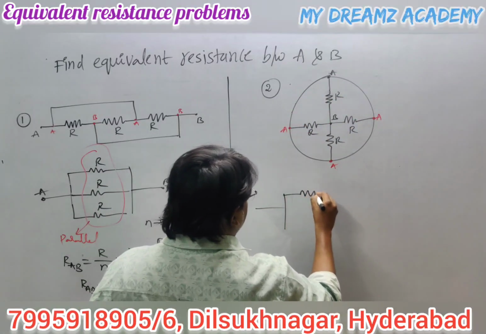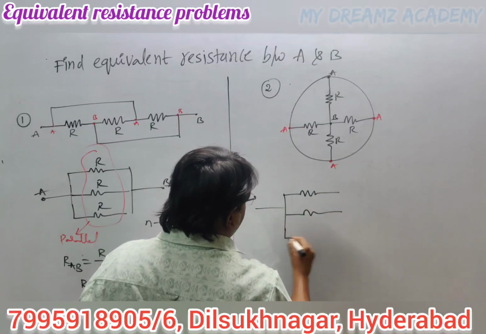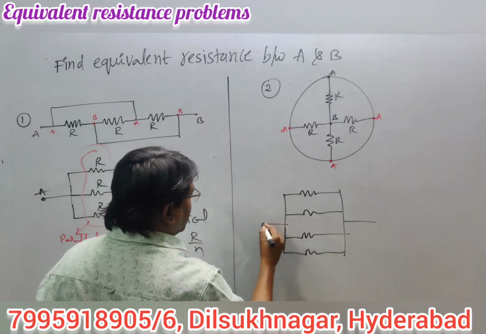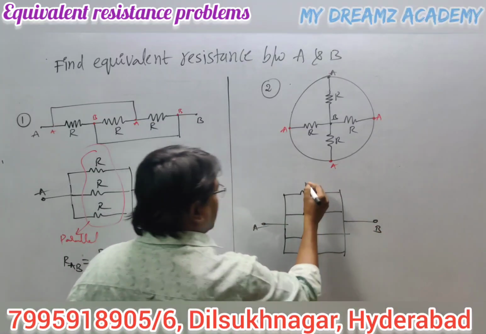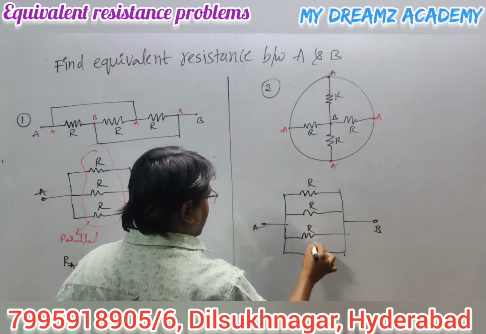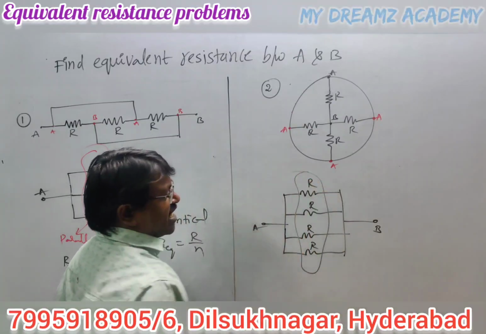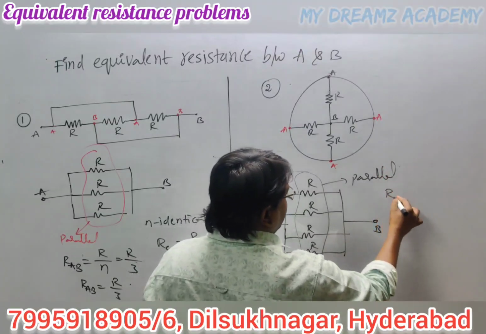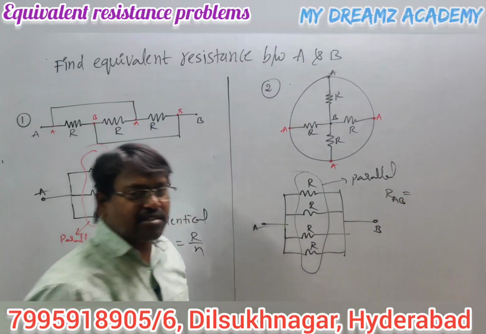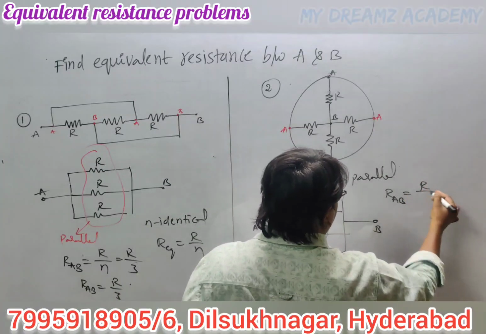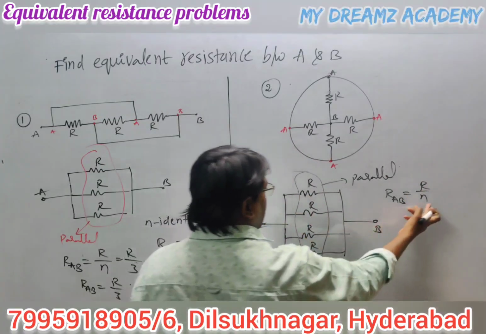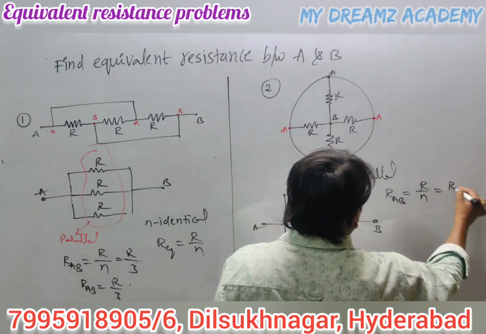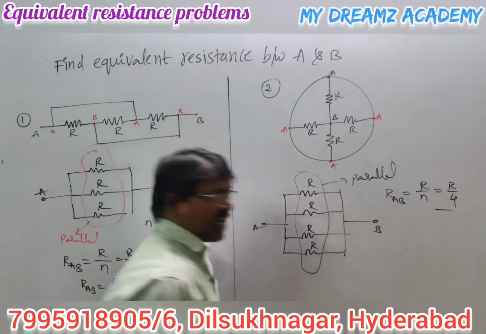Now four resistors: resistor 1, 2, and next 3, 4. All are connected between A and B terminals. This connection is a parallel connection, all are connected in parallel. N identical resistors are connected in parallel. What is the equivalent resistance? The equivalent resistance between A and B is R by N, where R means the resistance of each one and N means the number of resistors connected in parallel. So that value is R by 4. That is the equivalent resistance between A and B.